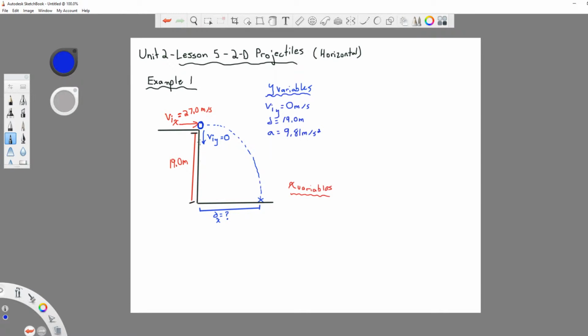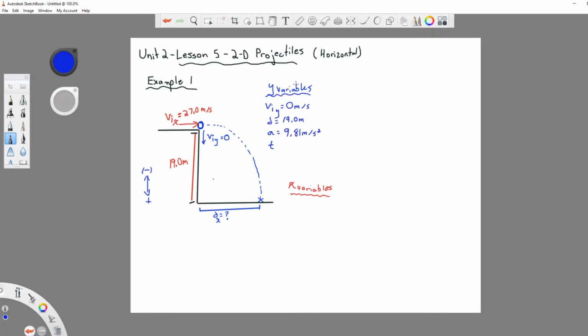I used my displacement. This thing's going to fall a total of 19 meters. It's 19 meters down, but I made it positive. So in this particular problem, I'm saying that down is positive, which means that if anything ends up being up, it's going to be negative. It just makes my math a little bit cleaner. I don't have any negative signs in there.